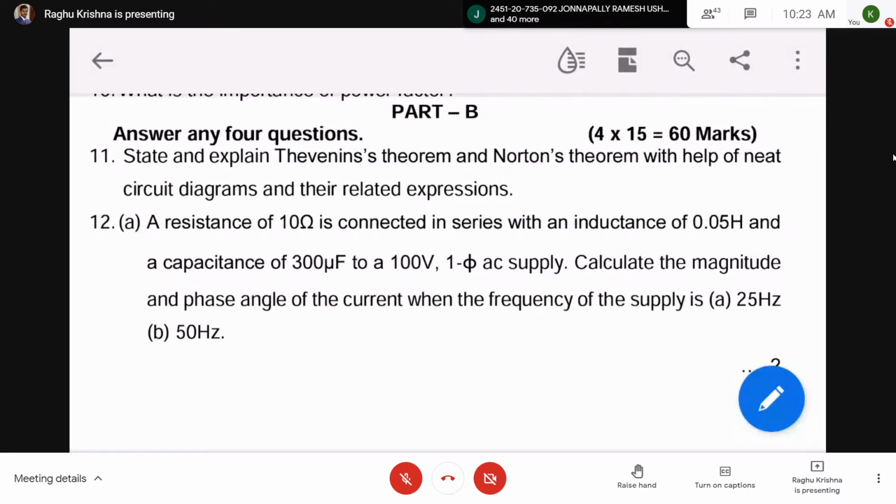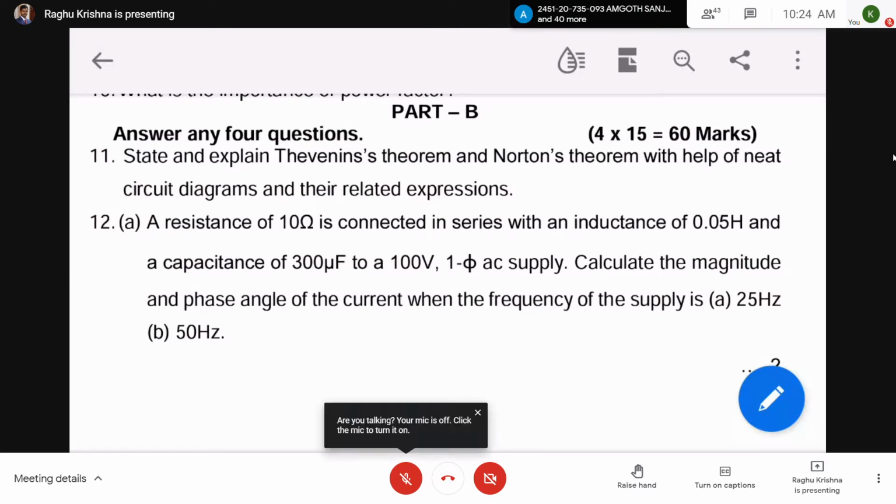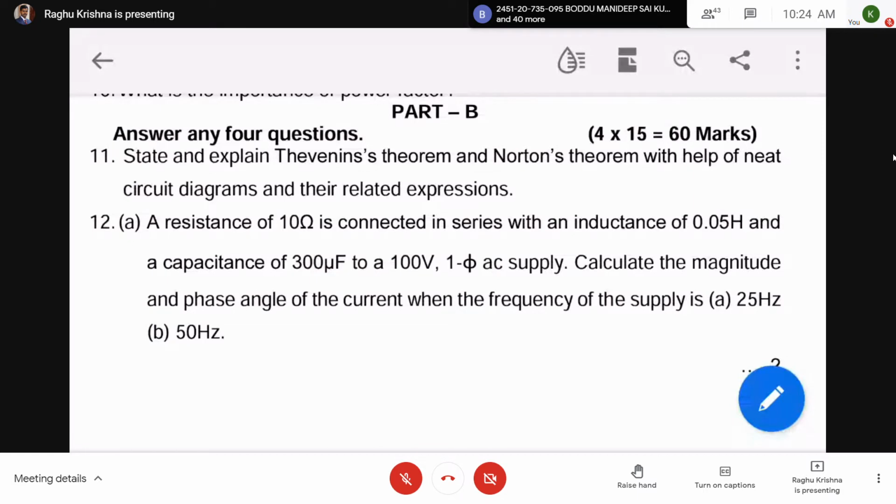Z will be having real part and imaginary part. That means it will be having under root of R square plus XL minus XC whole square. That will be the magnitude. If you do that one, you are going to get only the magnitude. If I want to get the phase angle of the current, you have to do it differently.